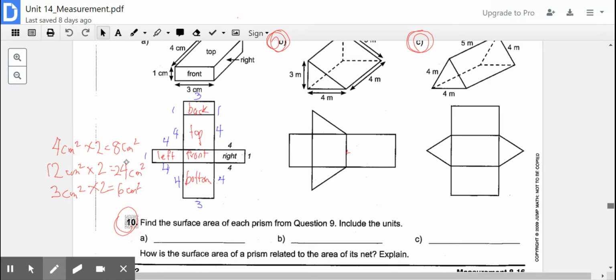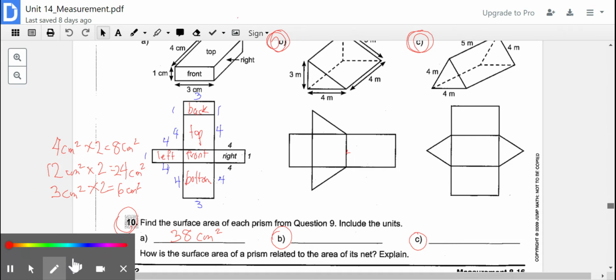Let's add them all together. 24 plus 6 is 30. 30 plus 8 is 38 centimeters squared. Okay, that's how we find the area. So now you're going to do question B and question C. Find the area for B and C using your measurements from above.